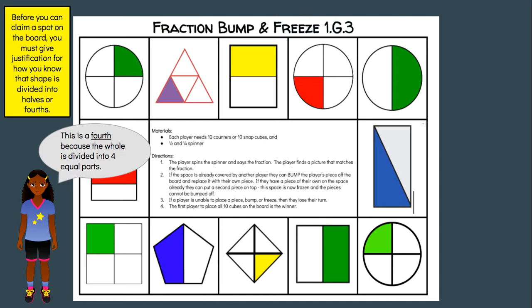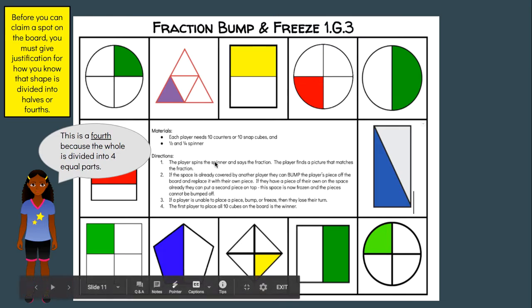After that, you're going to play a fraction bump and freeze. So for this one, you're going to need 10 counters or 10 snap cubes, 10 of whatever you can find, and you're going to need a half and a fourth spinner. These are in your at-home materials packet. You can also make your own spinner if you want to, just by drawing a circle and cutting it in half or fourth. So the directions for this one, it says the player spins the spinner and says the fraction.